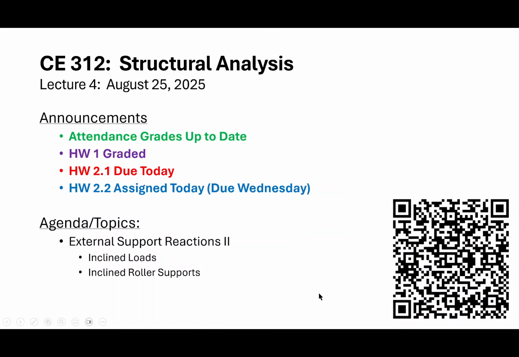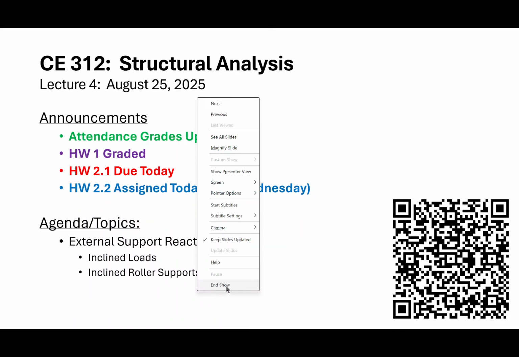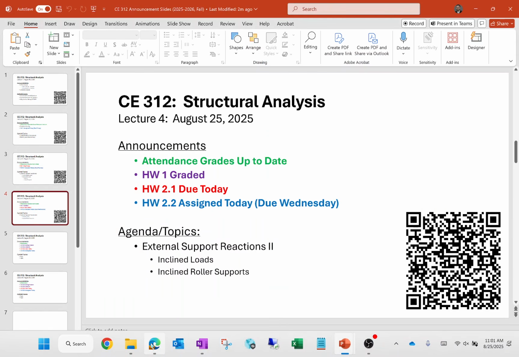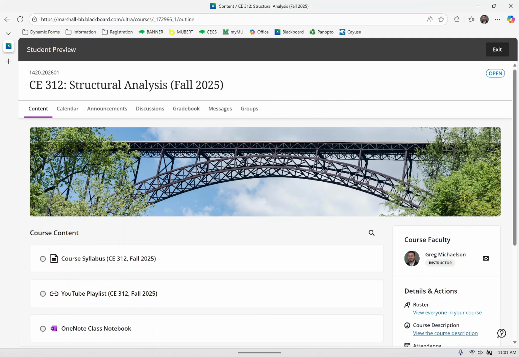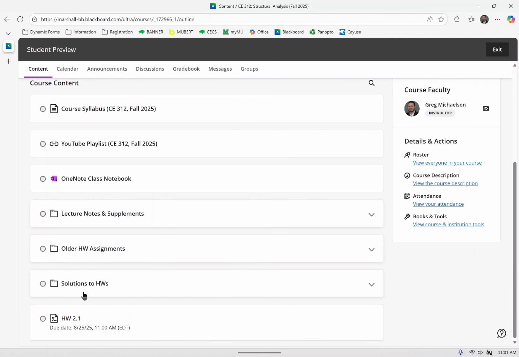Real quick, did everybody get the QR code? Yeah. QR code, everybody? Okay. All right. Just a heads up. If you go to Blackboard right now, this is the student preview. This is what you see now. If you scroll down, there should now be a couple of extra folders.